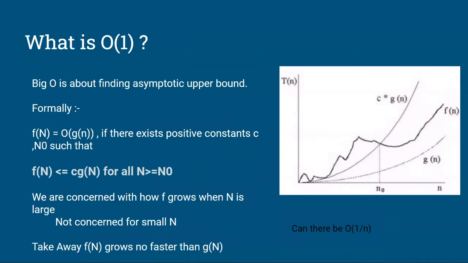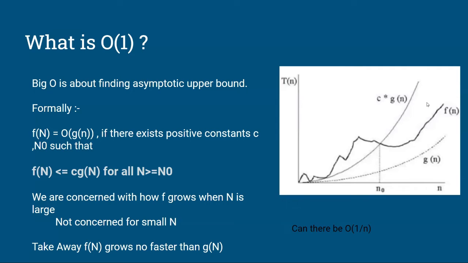Okay, first let us understand the question. What does O(1), or what does big O notation in general, mean? Big O is just finding an asymptotic upper bound of any function. If you want to define it more formally, f(n) = O(g(n)) when we can find a constant c and n0 such that f(n) is less than c times g(n) for all n greater than or equal to n0.